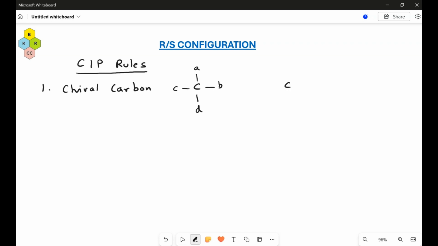For example, if I take CHO, OH, H, and Br, this particular carbon has four different substituents: OH, aldehyde, hydrogen, and Br. So this particular carbon becomes a chiral carbon. So first you have to identify the chiral carbon.